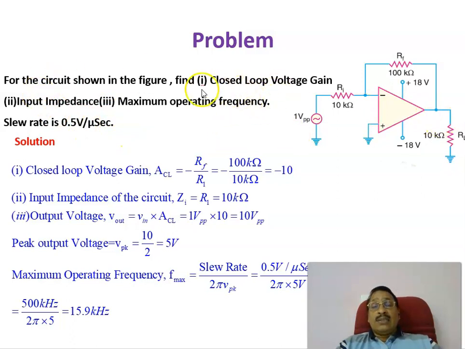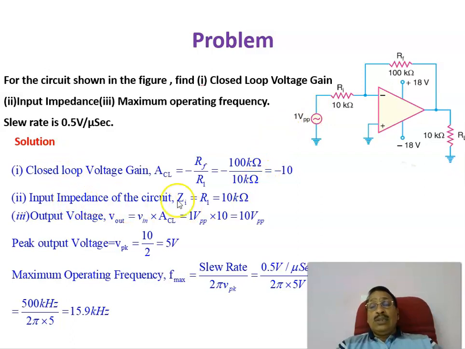Now let us first see the closed loop voltage gain. The closed loop voltage gain for an inverting amplifier is equal to minus RF divided by R1. Therefore, it is equal to minus 100 kilo ohms divided by 10 kilo ohms, which is minus 10. Therefore, the output voltage is equal to minus 10 times the input voltage. There is a phase shift of 180 degrees, and the magnitude is 10 times the input voltage.